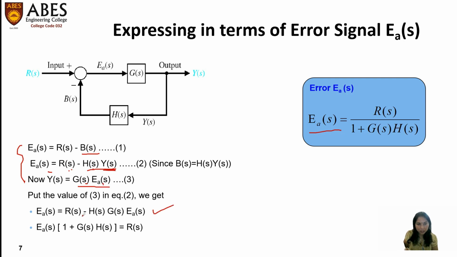Now, just multiply this thing. ES is equal to RS minus HS, and in place of YS, I have written GS into ES. Now, this whole expression we will take on the left-hand side. So we'll get this equation. After substituting the value of YS here, just take this expression on the left-hand side and you will get this equation. So now ES is nothing but RS upon 1 plus GSHS. So this I've written in terms of error signal ES.